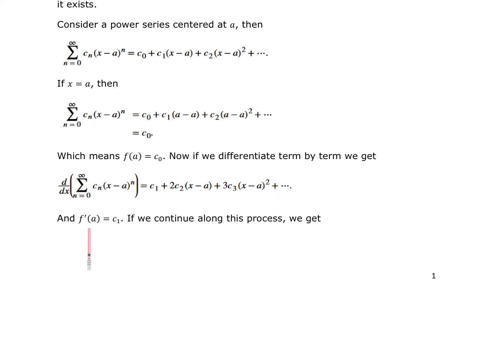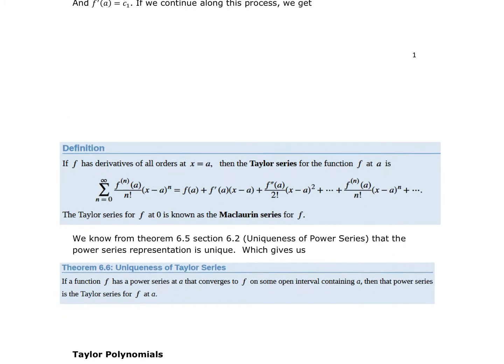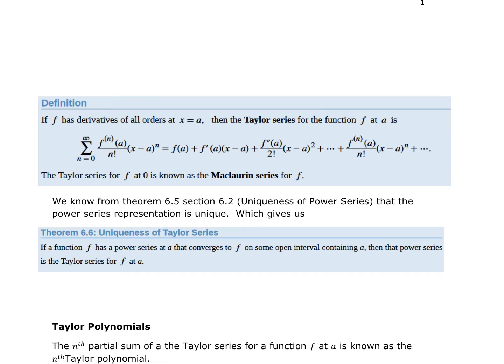And if f prime of a equals c1, then we continue along this process until we get the Taylor series, which is the sum of f to the n of a over n factorial times x minus a raised to the n. That is going to be f of a, a being the center, so f of a would be the output when I put in that center value. Plus f prime of a, x minus a, plus f double prime of a over 2 factorial, x minus a squared, and all the way down. And then if my center equals 0, then we have the Maclaurin series.